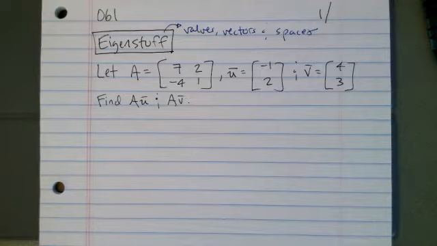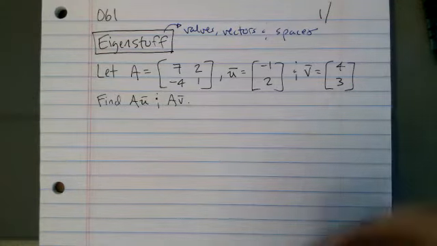So I've got a matrix. First column 7, -4, second column 2, 1, and I've got a couple of vectors, -1, 2, and 4, 3. So I want to multiply the matrix by each of these vectors because with one of these vectors, an interesting thing happens, and with the other one, the interesting thing doesn't happen. So let's multiply A times U.